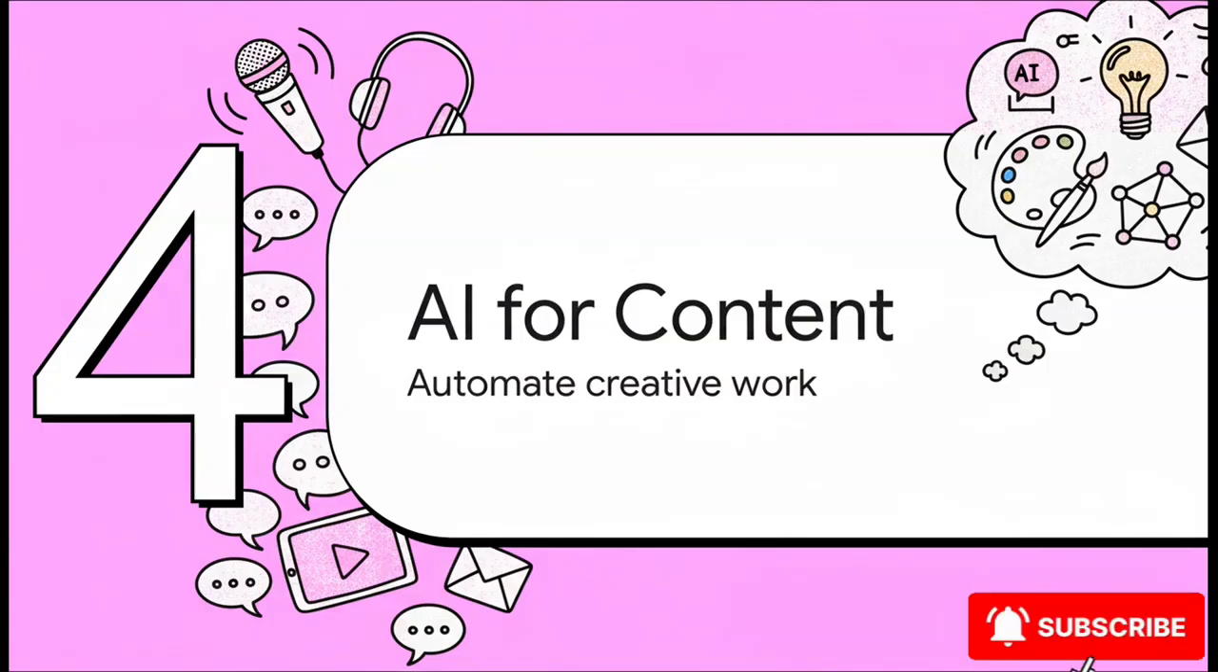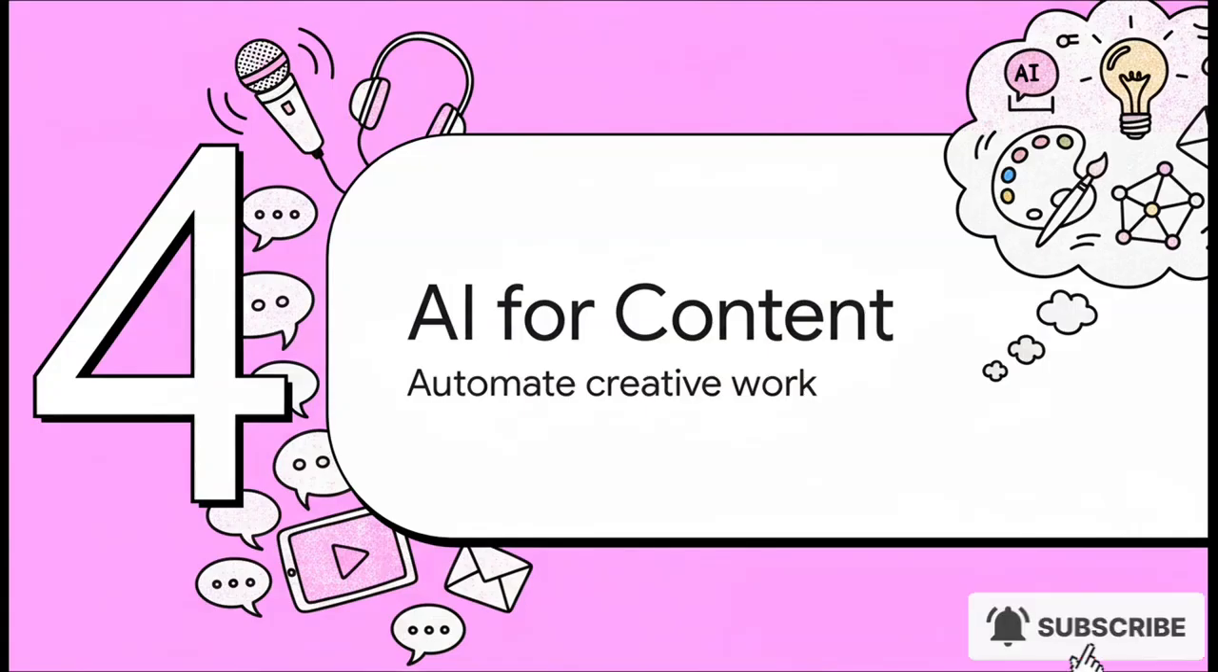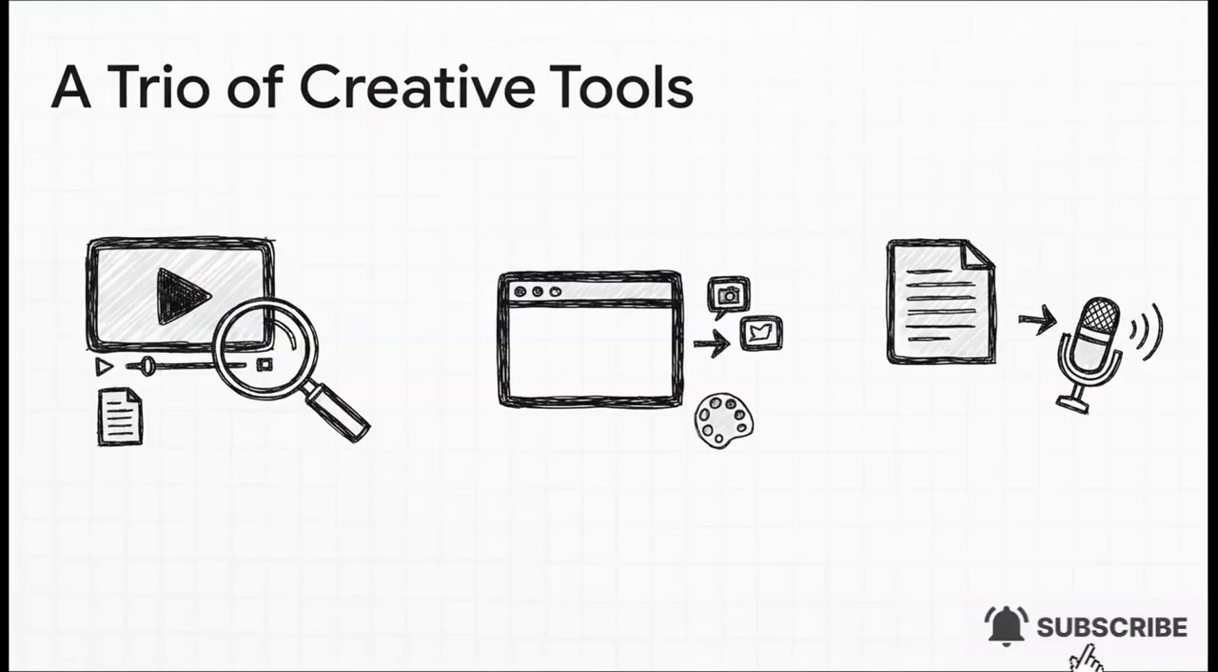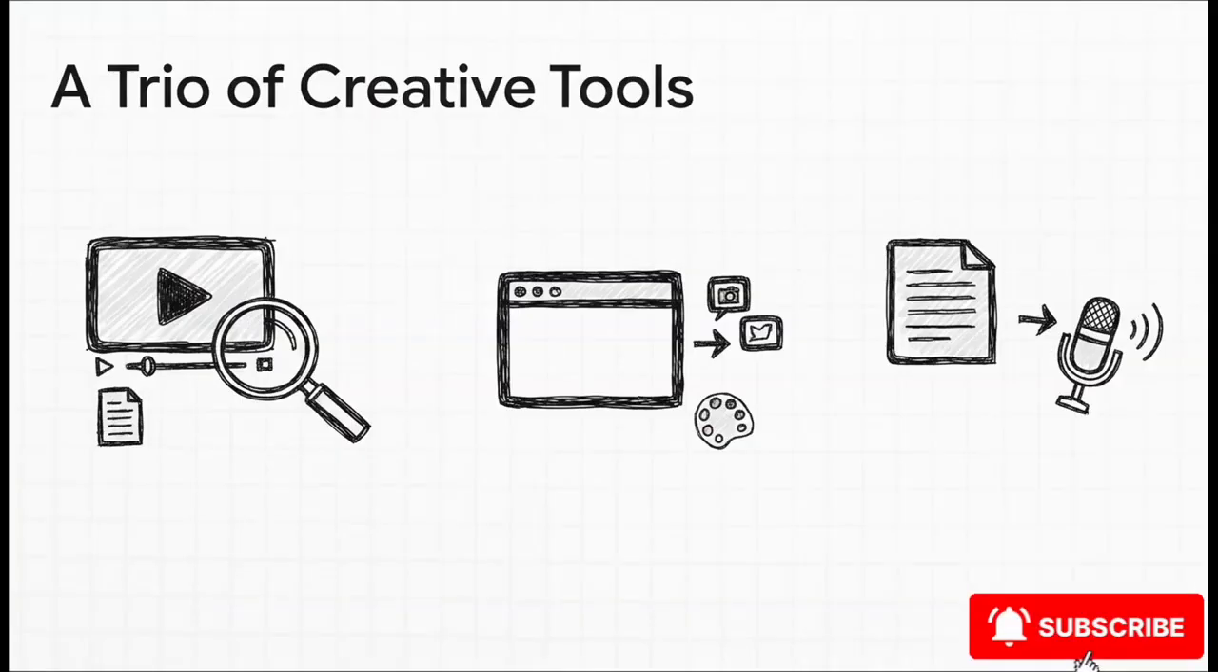All right, let's move on to our final group of tools. This whole section is about one thing: using AI to make your content creation faster and way, way better. We're talking everything from social media all the way to audio production. Okay, we've got a trio of creative tools here, so let's go through them quick.